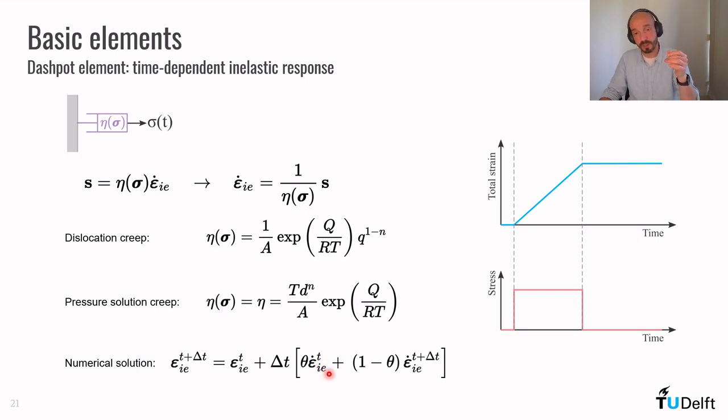Explicit formulation, if theta equals 1. If theta equals 0, this term vanishes and we are left with this one, the strain rate evaluated at the current time level. And this is called the fully implicit formulation. And if we choose theta equals 0.5, we have an average of the two, and this is called the Crank-Nicholson formulation. Crank-Nicholson is known to produce second order approximation in time, whereas the fully implicit and explicit formulations provide first order approximation. Okay.